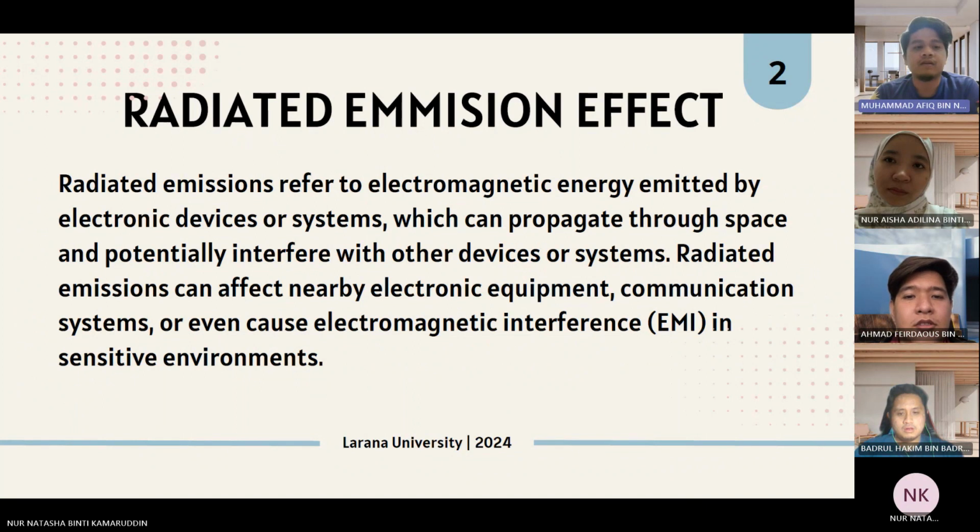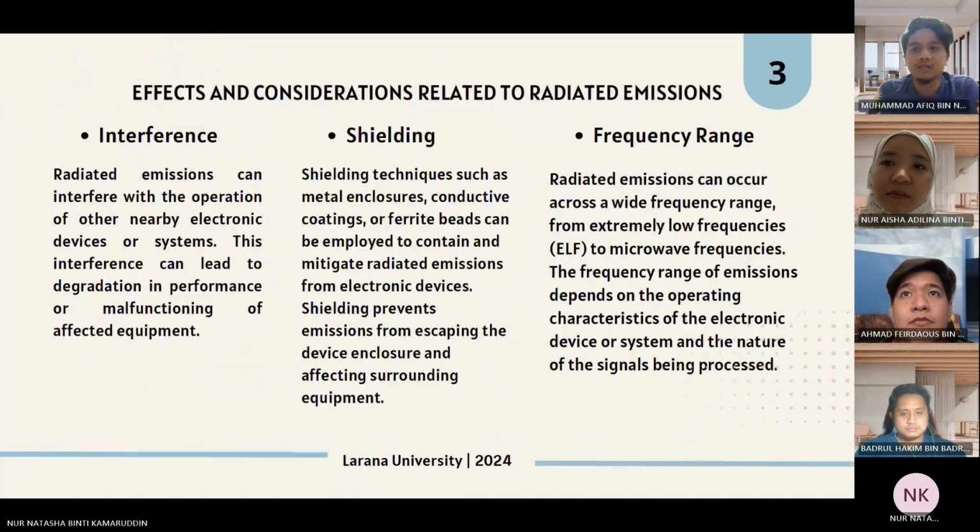So we go for the next, which is radiated emission effect. Radiated emission refers to electromagnetic energy emitted by an electronic device or system, which can propagate through space and potentially interfere with other devices or systems. Radiated emissions can affect nearby electronic equipment, communication systems, or even cause electromagnetic interference (EMI) in sensitive environments.